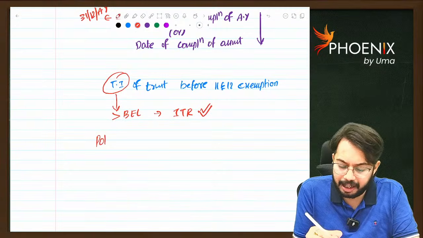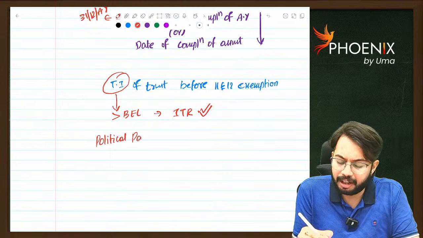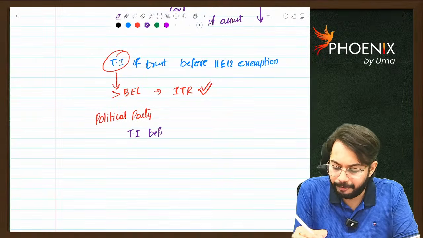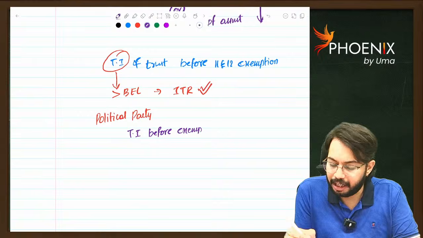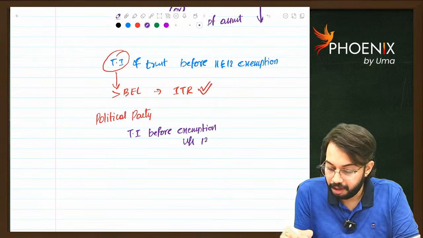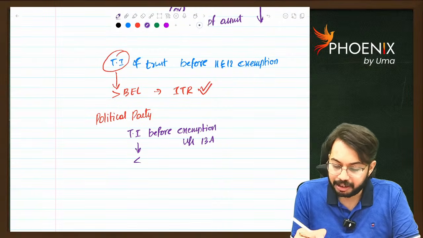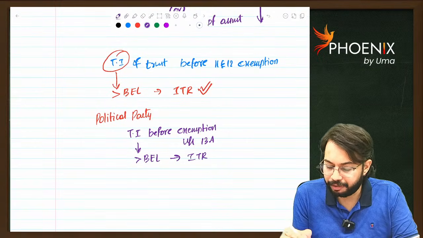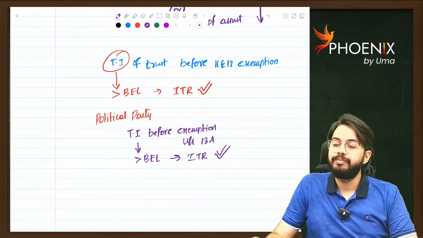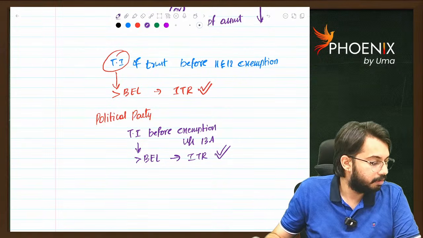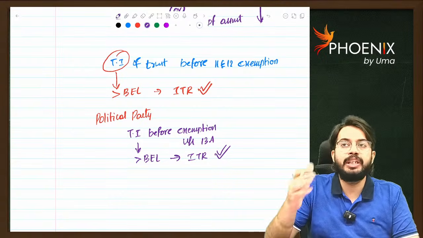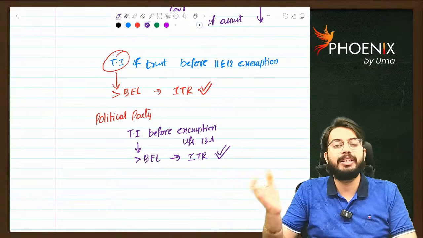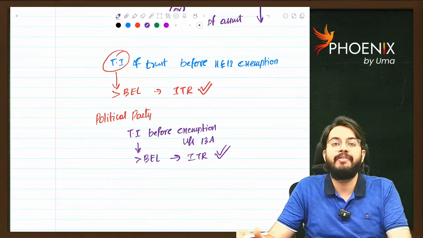Similarly, political party is there. Generally, a political party will claim exemption under section 13A. So, total income of the political party before exemption under section 13A, if the total income is more than the basic exemption limit, then the political party is also mandatorily required to file ITR. Able to understand? Next, there are certain institutions for whom exemption is given under section 10. Before claiming that exemption, if their total income is more than basic exemption, then also they are mandatorily required.